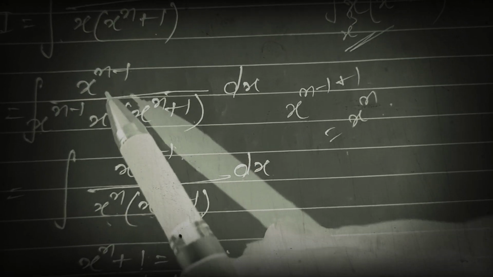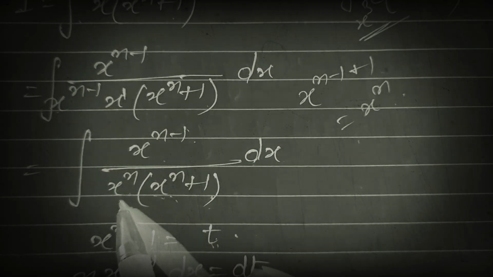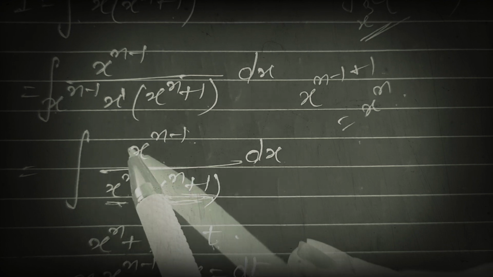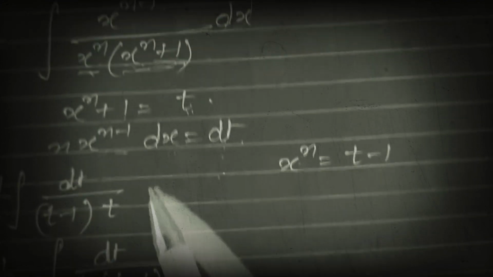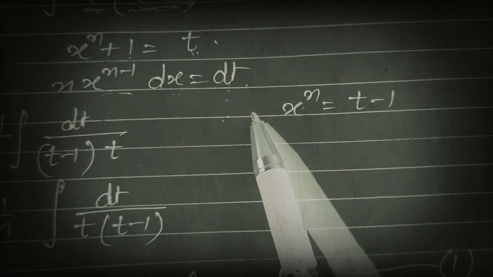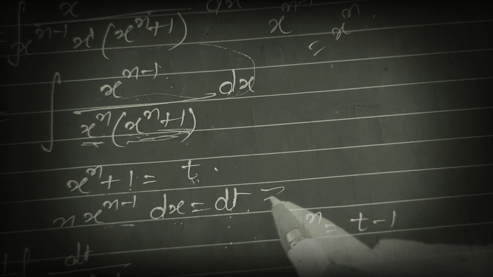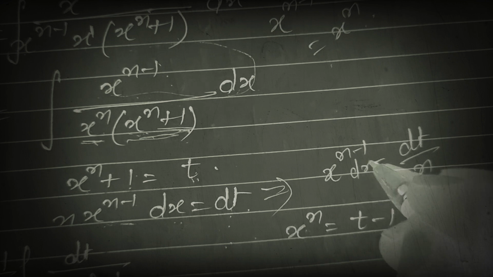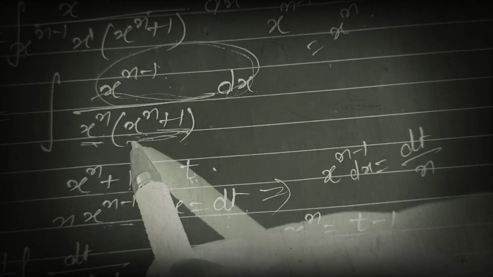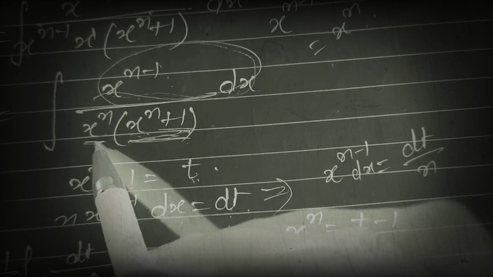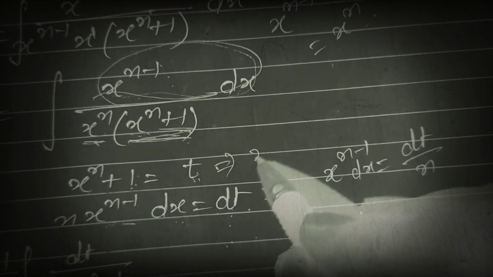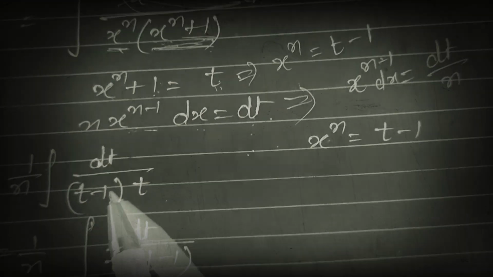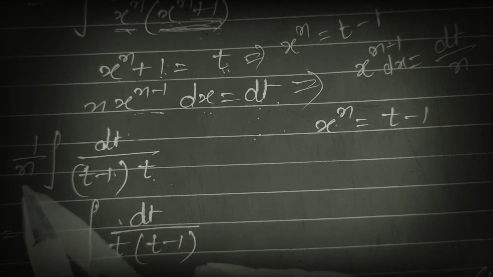So by putting in this, it is t. x raised to power n plus 1 क्या आ गया आपके पास t. This is dt upon n. x raised to power n minus 1 as dt upon n. Clear? This is t. Now what is x raised to power n? x raised to power n को हम यहाँ से फाइंड आउट कर लेंगे. x raised to power n को हम लिख सकते हैं t minus 1. So this is t minus 1 and this is t and this is dt upon n.